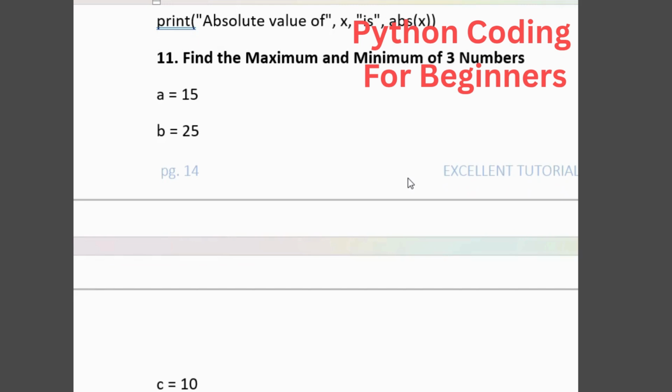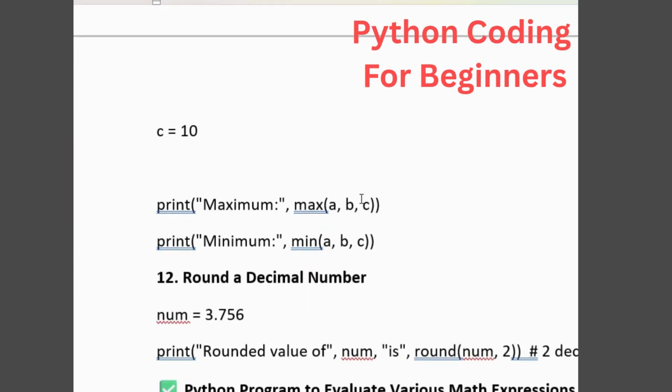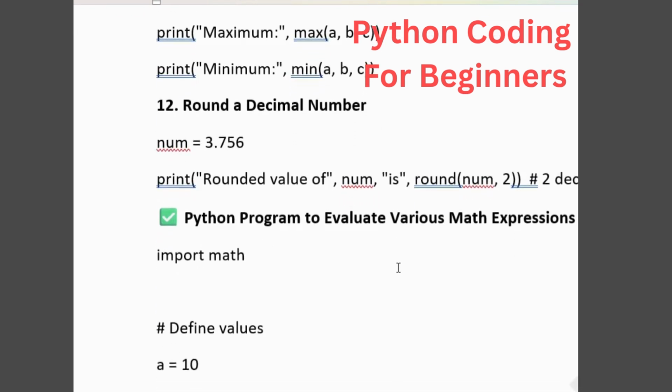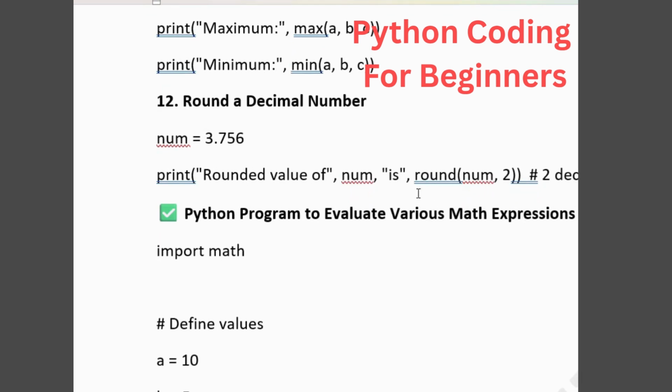Find maximum and minimum of three numbers. Max a comma b comma c. Min a comma b comma c. Round a decimal number. Round number comma 2. Up to 2 decimal places, number comma 2.